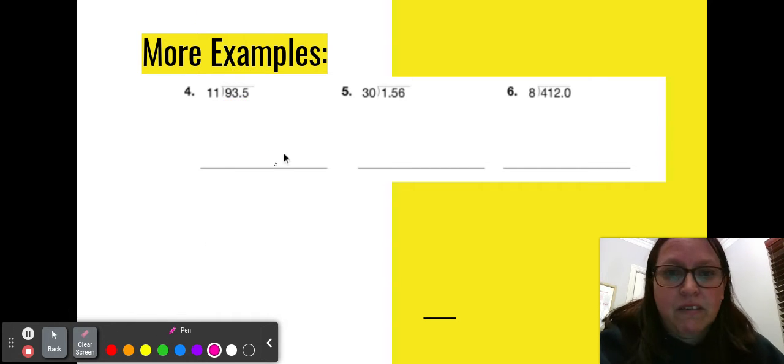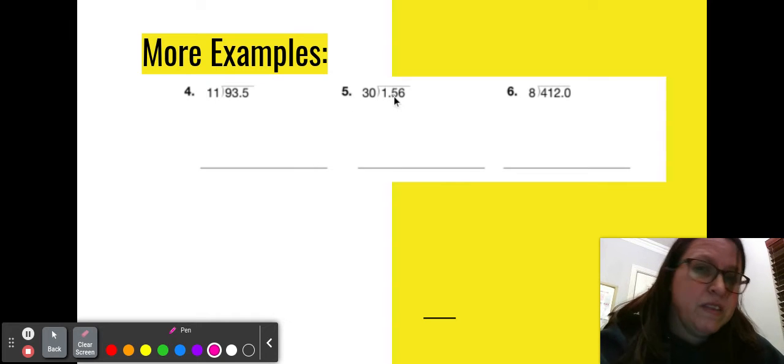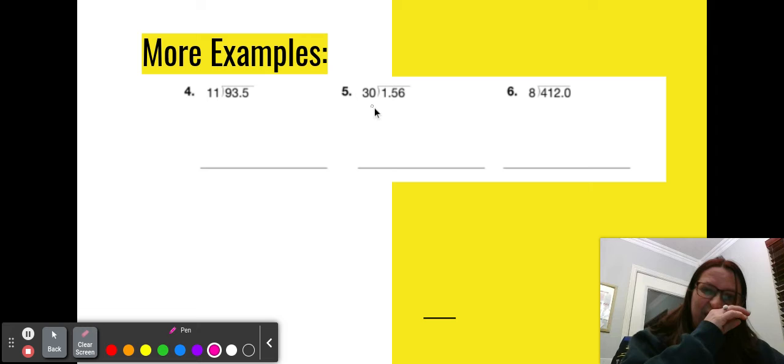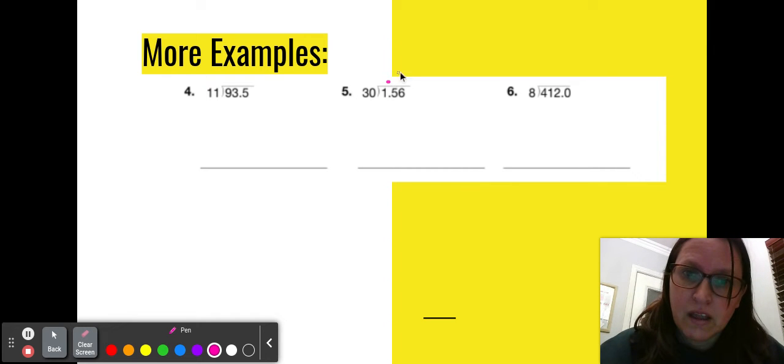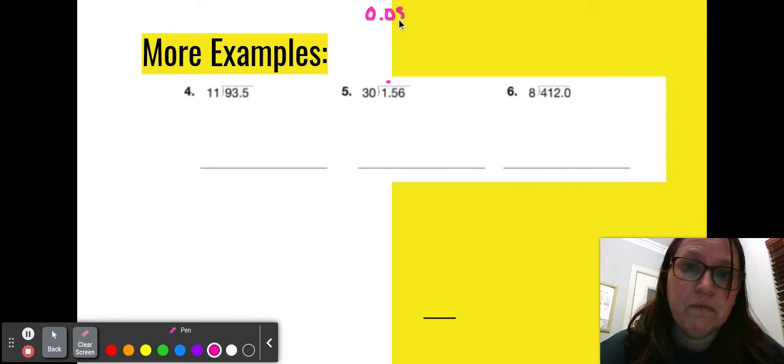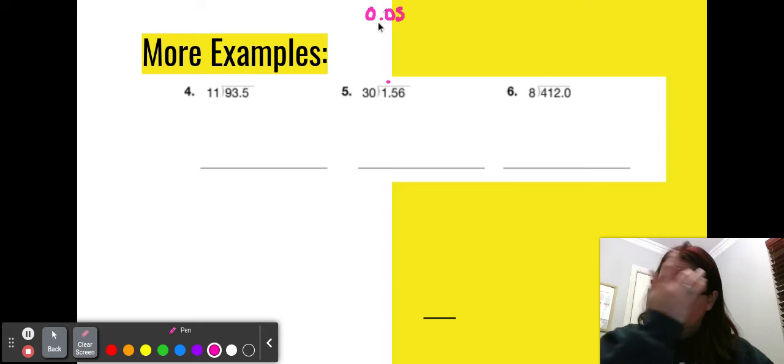Let's look at number 5. 30 into 1.5. Oh, that's tricky. I know that 3 goes into 15 5 times, right? 3 goes into 15 5 times. So I'm going to say 0.05 is around my average.